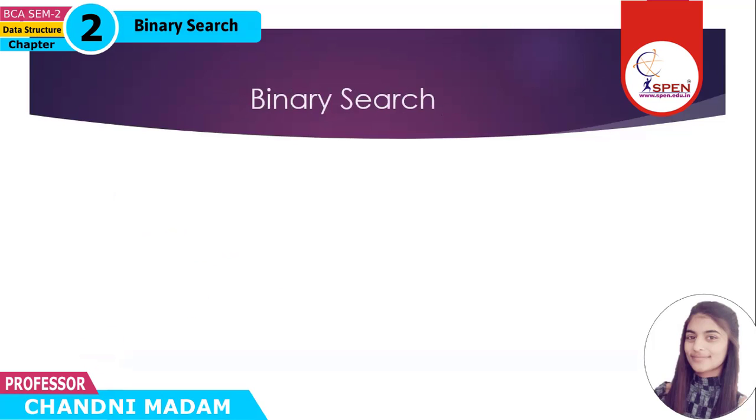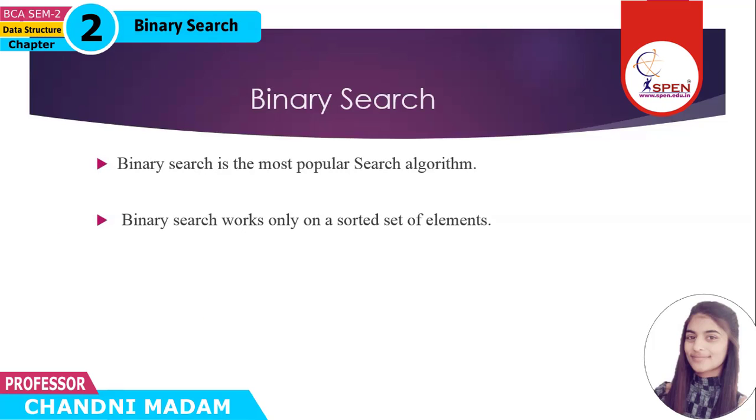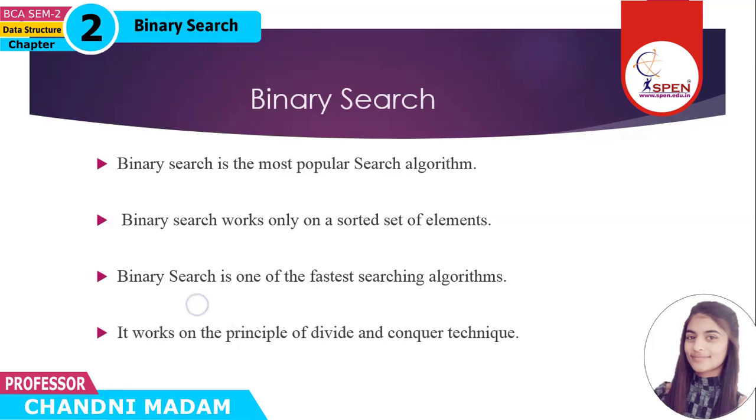So next we will see binary search. Binary search technique is used for a sorted list only, and it is very efficient and the most popular searching technique. It is used to find the location of a given element in a list. Binary search is one of the fastest searching algorithms. It works on the principle of the divide and conquer technique.